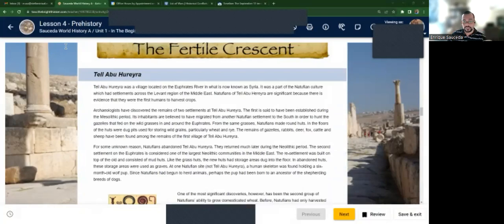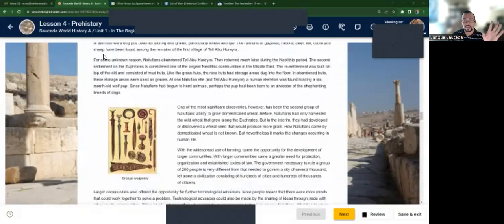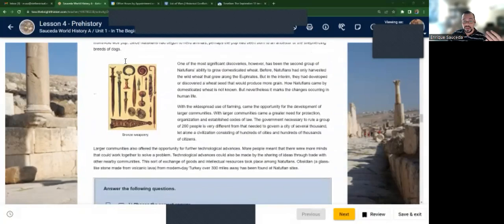Tel Abu, forgive me for the captions there, was a village located here. Archaeologists have discovered the remains of two settlements, the first from the Mesolithic period. Essentially, fresh water and farming lead to bigger cities. However, one of the most significant discoveries is the ability to grow domesticated wheat. So now we have farming. I know farming is taken for granted today, but believe me, without farming, we could not do very much.